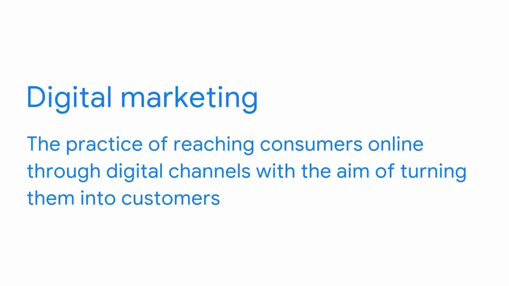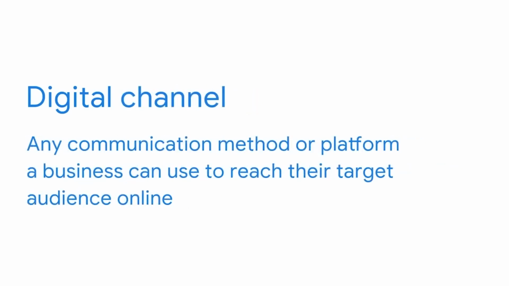To set themselves apart and get customers' attention, businesses brought their ads online too, which is how we got digital marketing. Digital marketing is the practice of reaching consumers online through digital channels with the aim of turning them into customers. A digital channel is any communication method or platform a business can use to reach their target audience online. There are things like websites, search engines, email, or social media platforms.